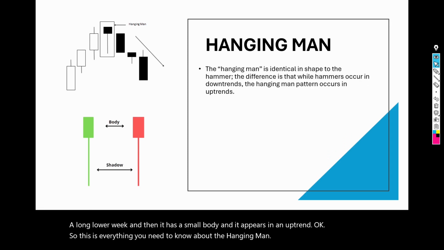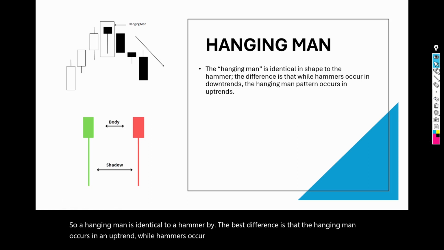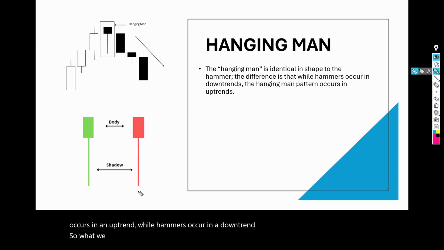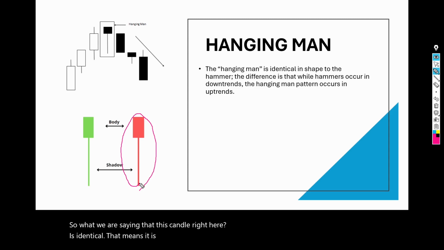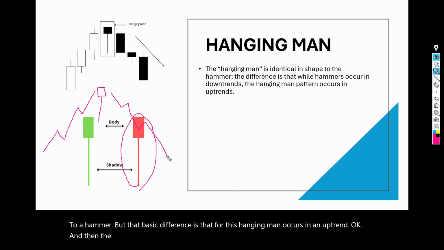So a hanging man is identical to a hammer, but the basic difference is that the hanging man occurs in an uptrend while hammers occur in a downtrend. So what we are saying is that this candle right here is similar to a hammer, but the hanging man occurs in an uptrend, and the hammer occurs in a downtrend.